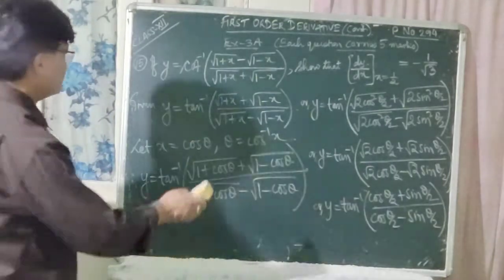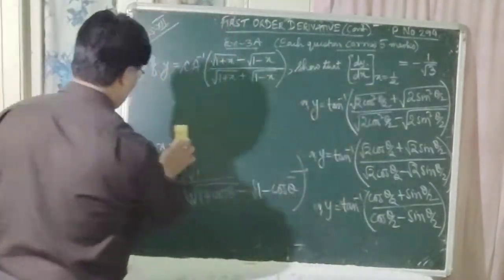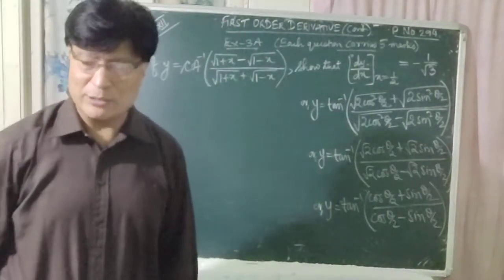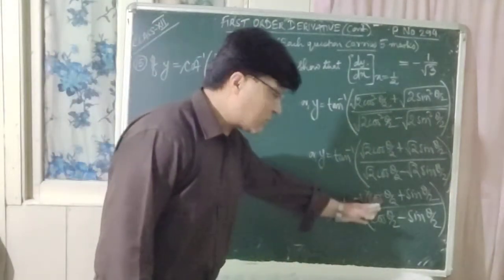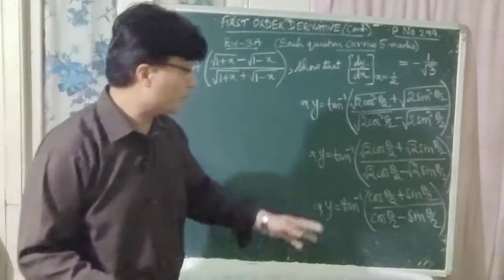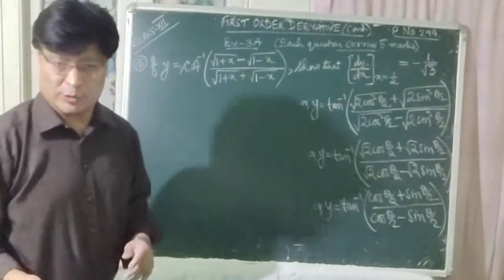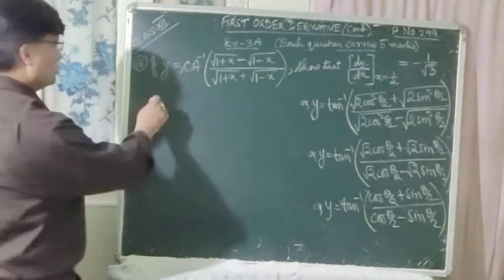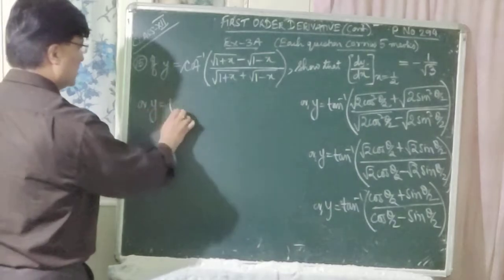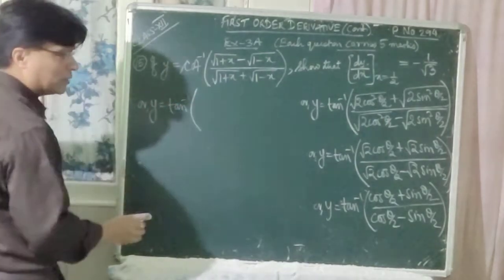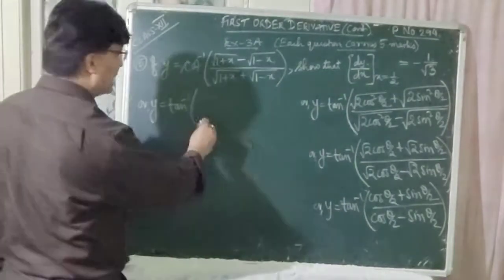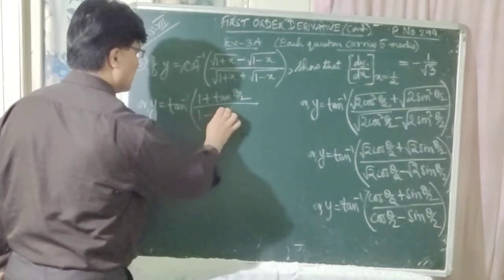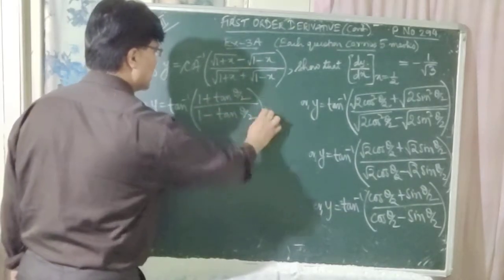Is that clear? So now you can convert them into tan theta by 2 form, isn't it? Since outside the bracket there is tan inverse, this is in terms of tan, so you have to convert this fraction in terms of tan also. That means you have to divide both numerator and the denominator by cos theta by 2. So what do we get? Y is equal to tan inverse within bracket. Now divide by cos theta by 2, what do we get? 1 plus tan theta by 2 divided by 1 minus tan theta by 2.